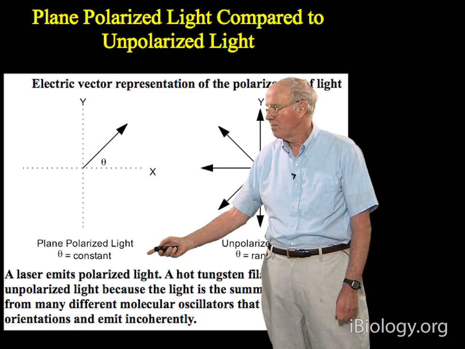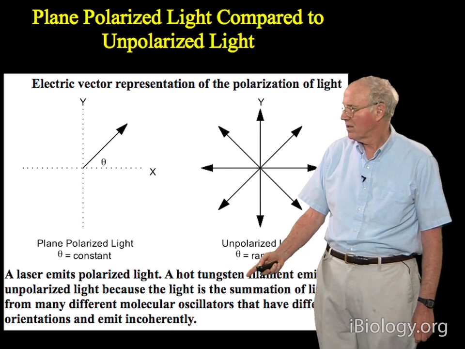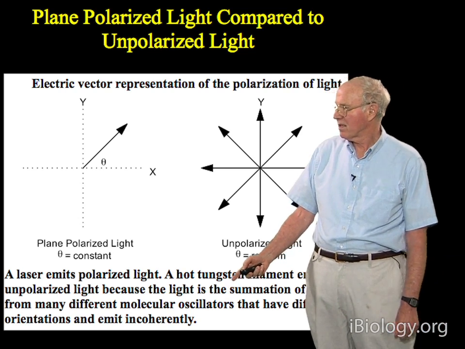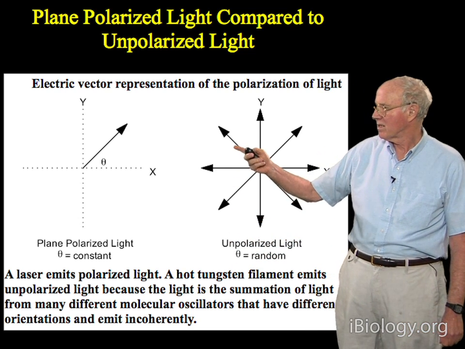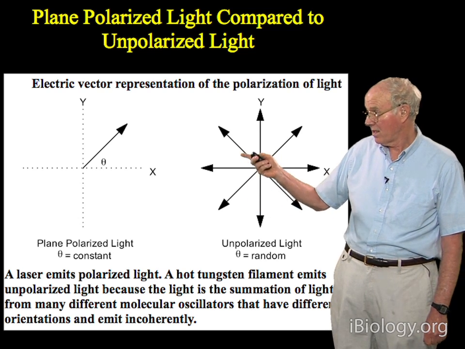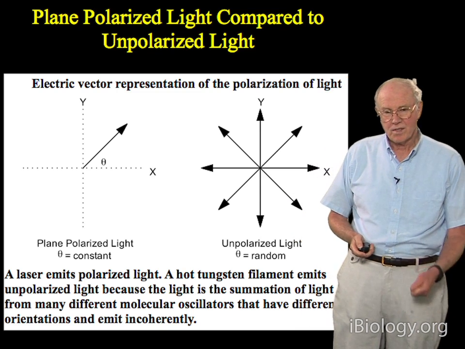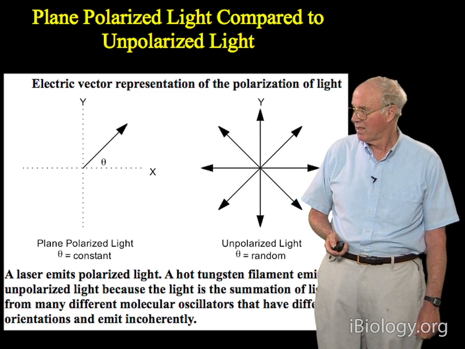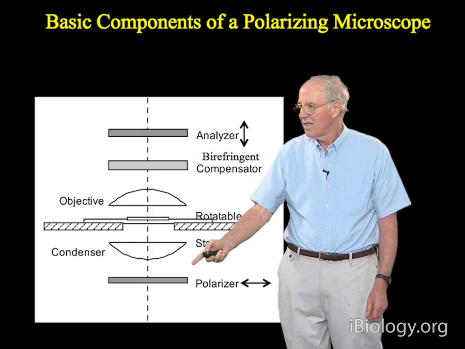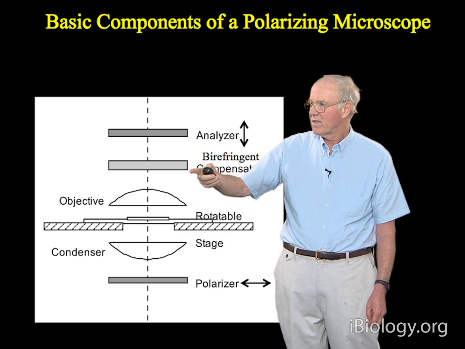Lasers, for example, emit polarized light from coherent sources within the laser. On the other hand, a tungsten filament has many molecular oscillators that emit light asynchronously with different orientations, and one gets, as a result, unpolarized light with electric vectors in many different directions. And this is typical for most of the light sources that we encounter, including arc lamps and tungsten filaments used in our light microscopes.